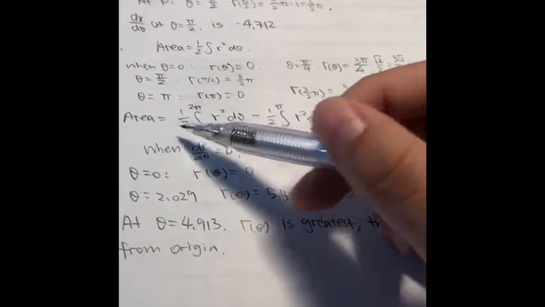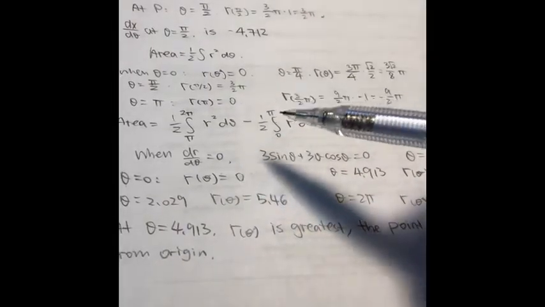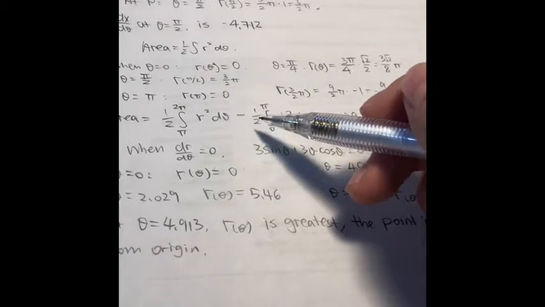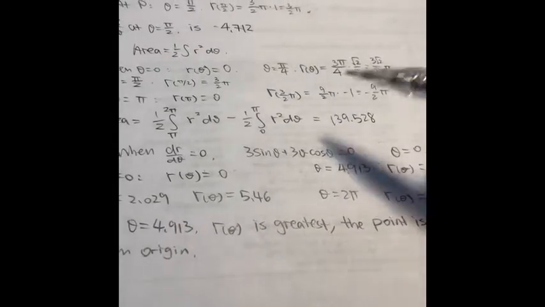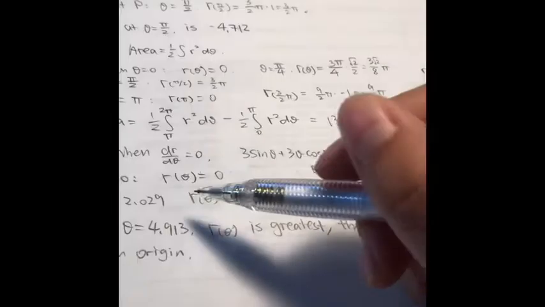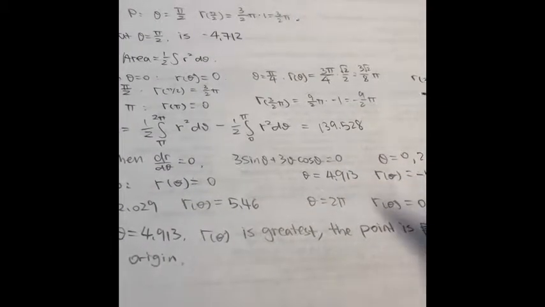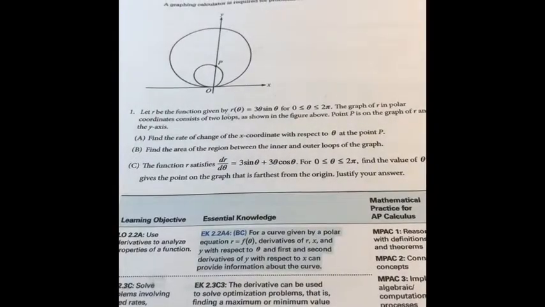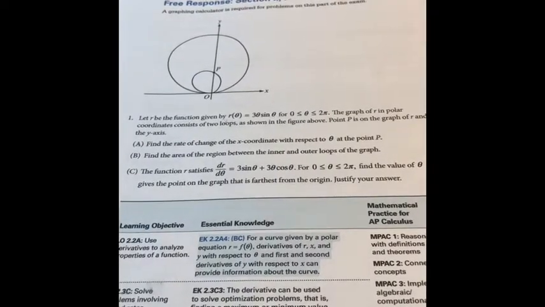So now we can find the area. Area equals 1/2 integral from pi to 2 pi of r squared d theta. This is the outer loop. And minus 1/2 integral from 0 to pi of r squared d theta, which is the inner loop. And when we plug it into the calculator, we get 139.528.